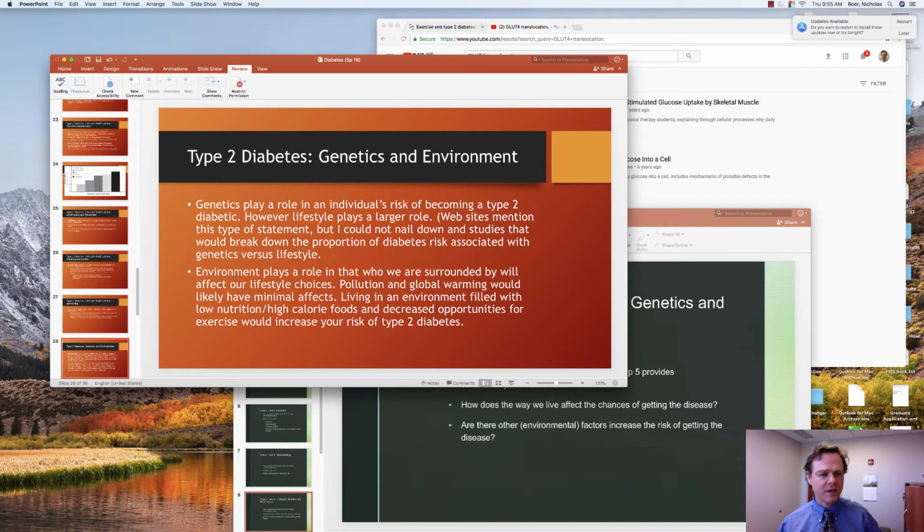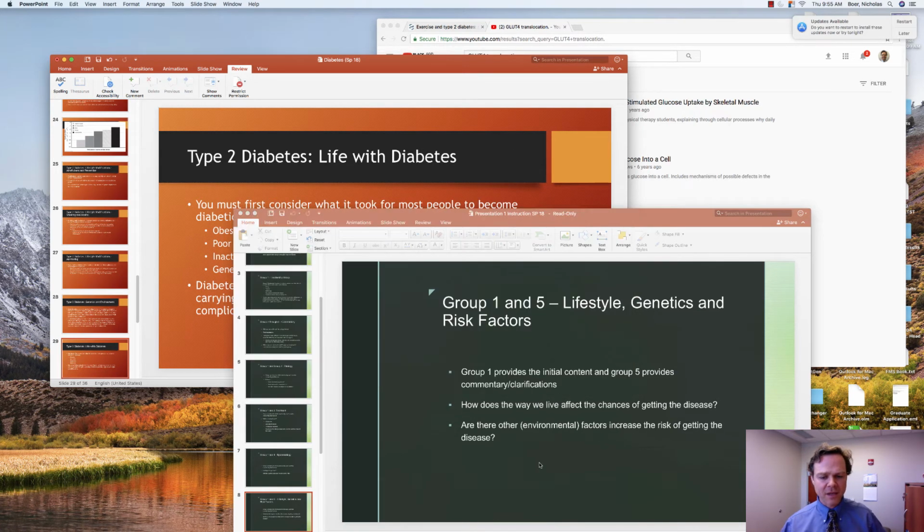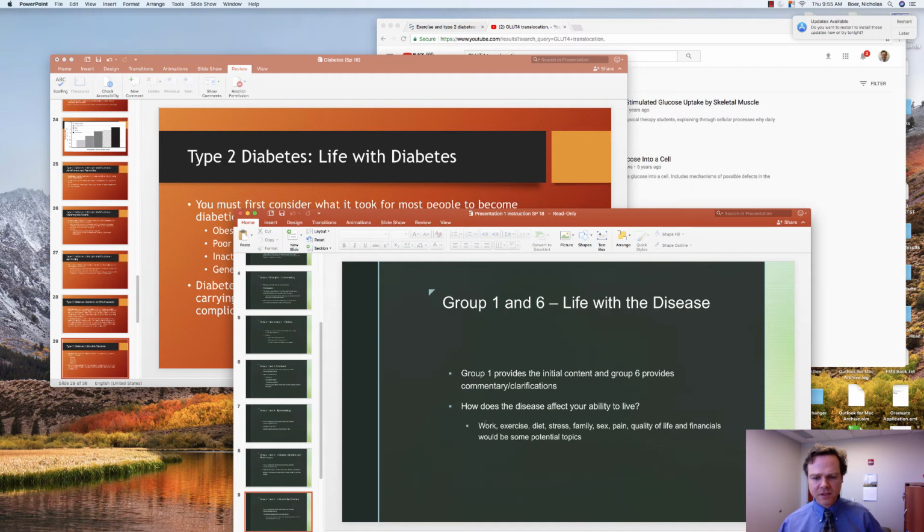Genetics and the environment, I talk about the genetic factors as well as environmental factors, which again are things that I list here. And then the next one, so you can see life with diabetes. Life with diabetes. How does it affect your ability to live? Now there's a lot of things here. I don't expect you to address everything that's here, but at least address the key things or the things that you feel are the most important.